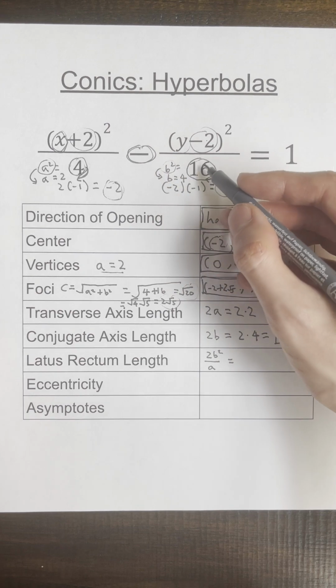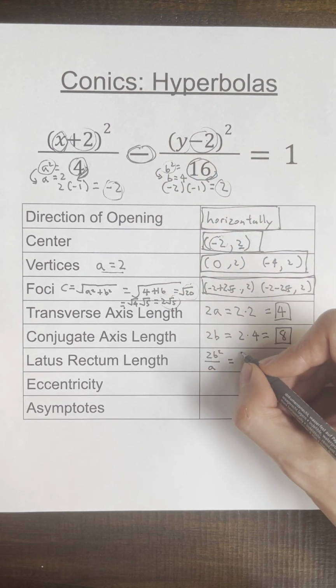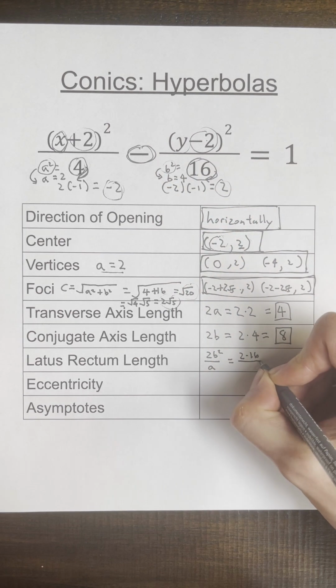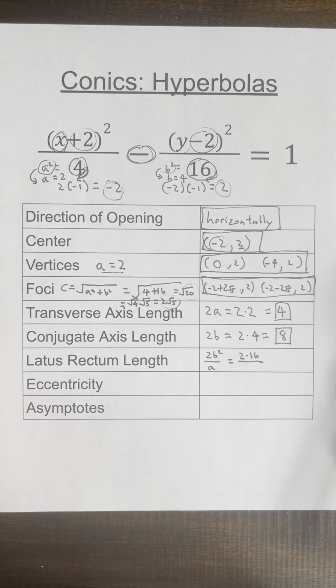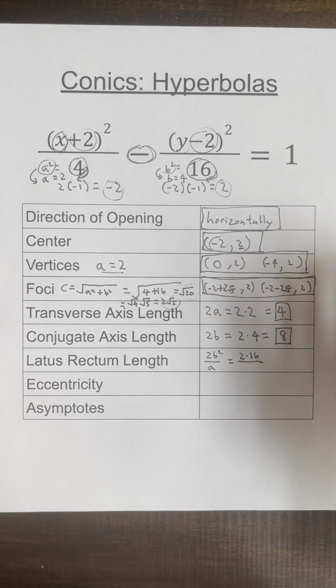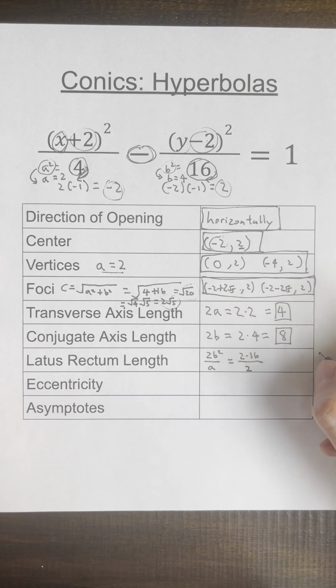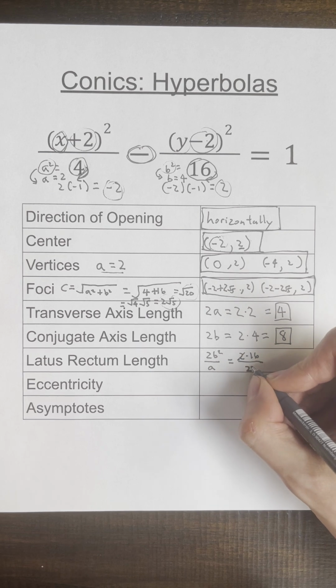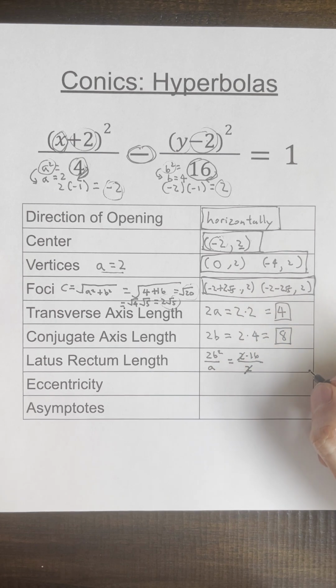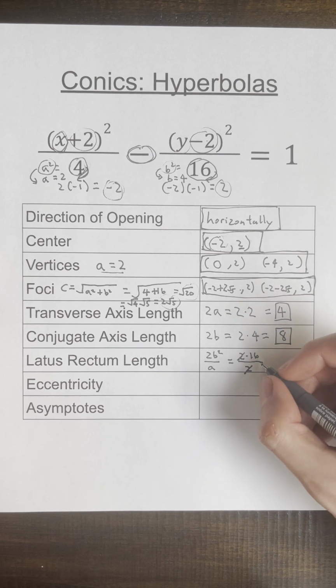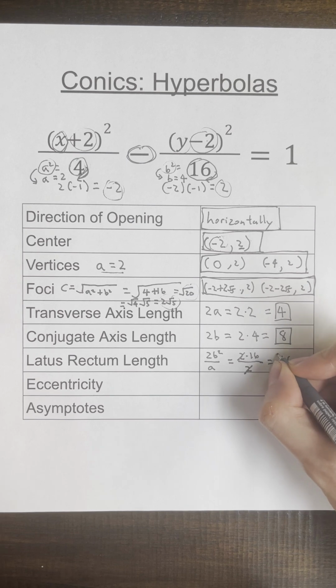B squared was 16, so change b squared to 16. And what should we change a to? A is equal to 2. How do we simplify this fraction? Well, there's a 2 on top and a 2 on bottom, so we can just cross them out. So we're just left with 16. This is your answer.